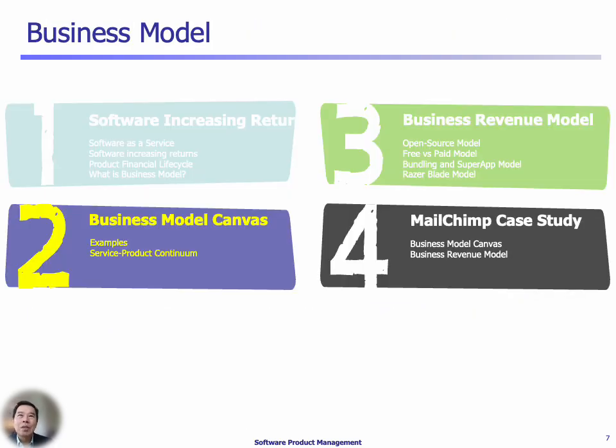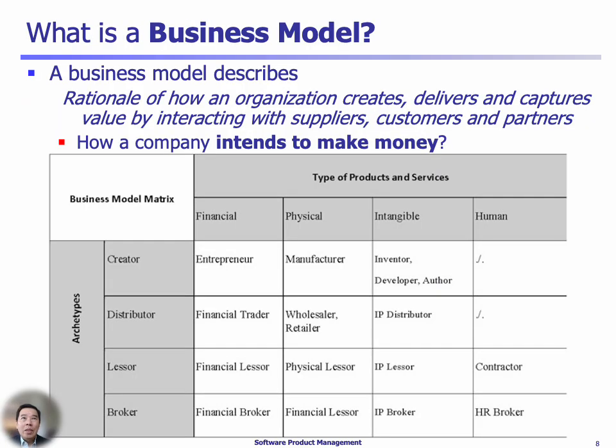Next, we will cover the business model canvas. What is a business model? It is a rationale of how an organization creates, delivers, and captures value. Now, this value can be captured by interacting with suppliers, customers, and partners, and there are different ways of doing that. We're going to look into it through this table. There are creators, distributors, leasers, and brokers. This is how you interact with different groups. And these are done through different domains of product: financial, physical, intangible products, and human themselves.